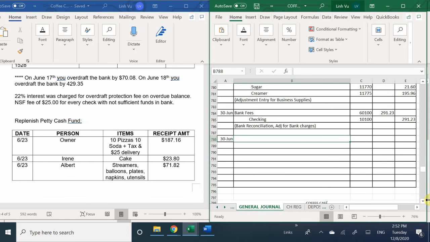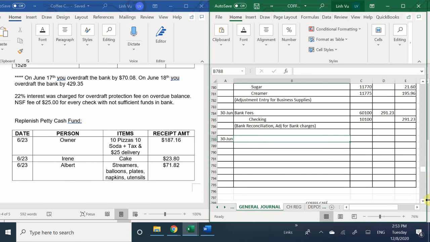If your thought was to debit your petty cash fund, that is wrong because you're not increasing your petty cash fund. This is you putting money back into the petty cash fund, but at the end of the day, you're reimbursing all for all these expenses.